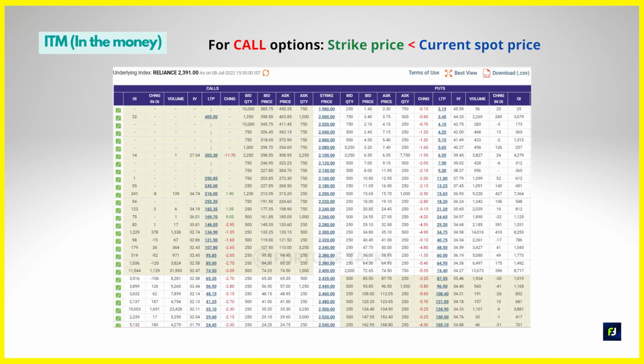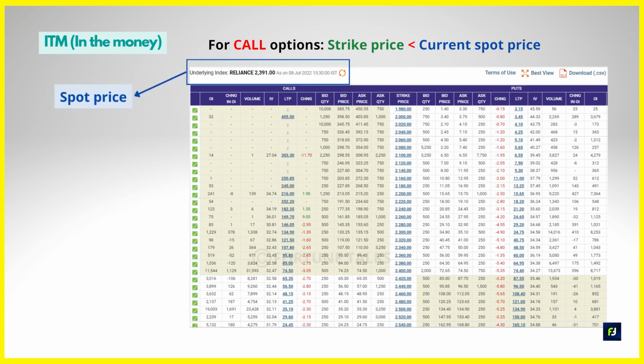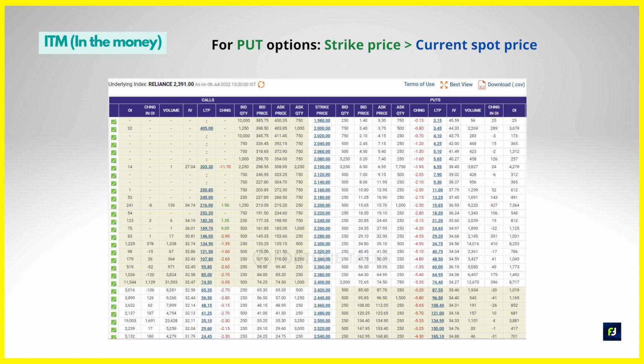A call option is said to be in the money if the strike price is less than the current spot price of the security. For instance, Reliance is now trading at 2,390 rupees. Then the option strikes like 2,360 and 2,340, etc., which are lesser than the spot price, are said to be in the money strikes.